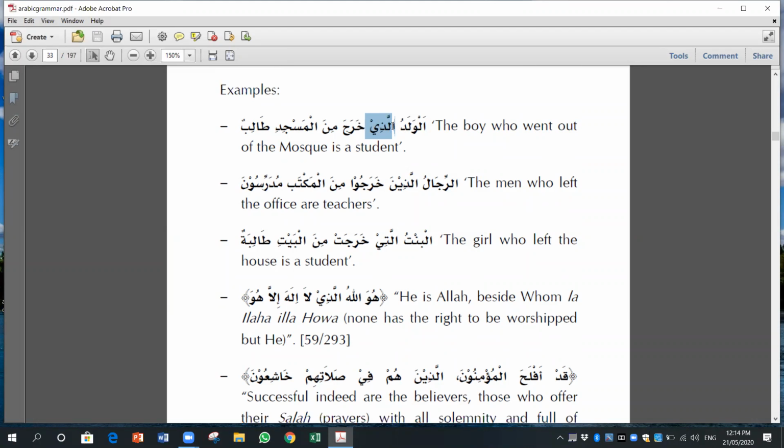Alladhi, who, this we just studied. Alladhi means who. Who kharaja, it means past tense, who went out. Min means from. This is huruf jar, we will inshallah discuss. Min means from or of. Masjidi, masjid, from the masjid, who went out of the masjid. Talibun is a student, it's a noun. With this tanween we can recognize that it's a noun. So: al-waladu alladhi kharaja min al-masjidi talibun. The boy who went out of the mosque is a student.